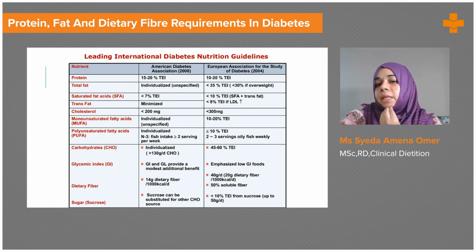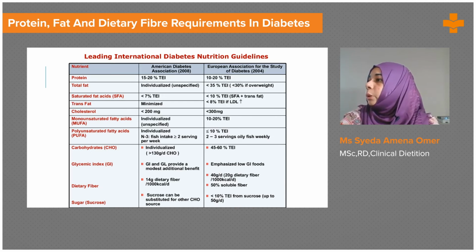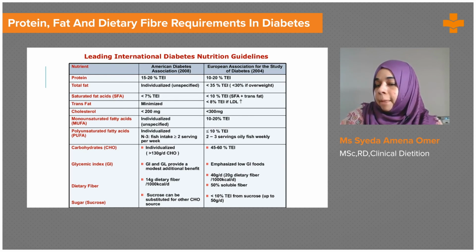Fiber again plays an important role. There's a recommendation of around 40 grams per day, including both soluble and insoluble fiber. But half of the 40 grams, 20 grams, should be from soluble fiber. Soluble fiber helps lower the glycemic index of different foods, gradually and slowly increasing the sugar levels in the bloodstream. It also helps in reducing cholesterol in the body.